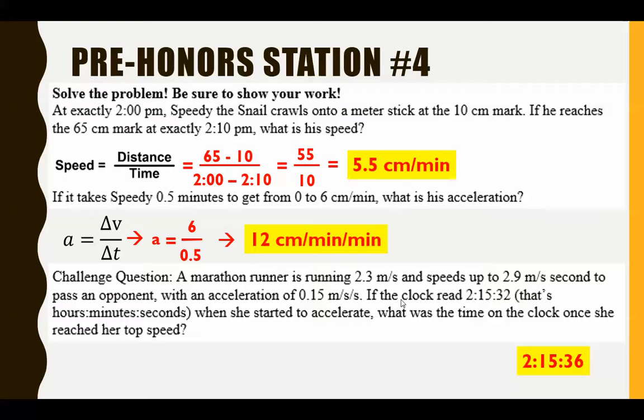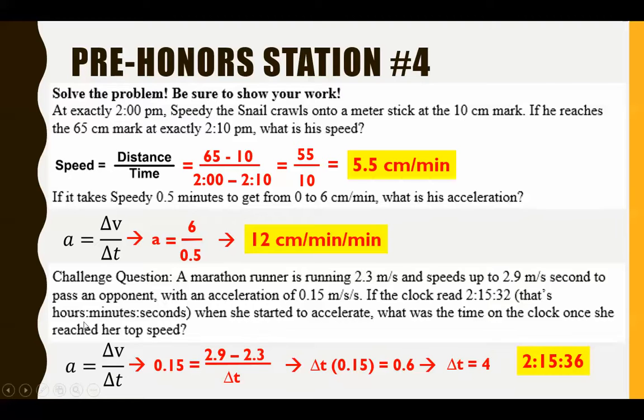The last one's pretty challenging. In order to do this, we have a strange time on the clock, and we want to know what is the change in time in order to add it to this on the clock to figure out what it'll say once this person stops accelerating and reaches her top speed. In order to do this, we have to use our acceleration equation, and since we know her acceleration is 0.15, that goes here in place of a.